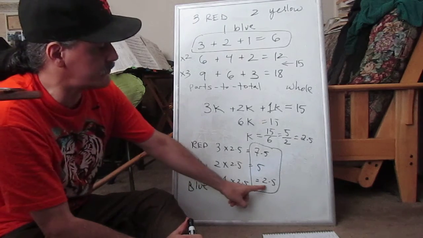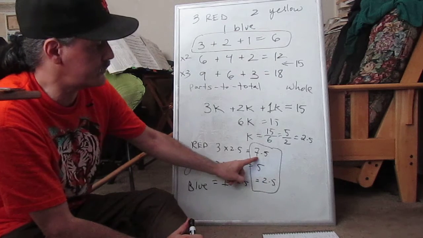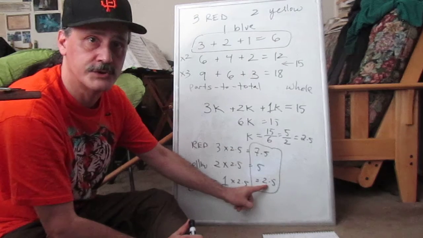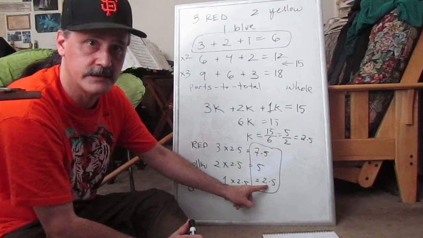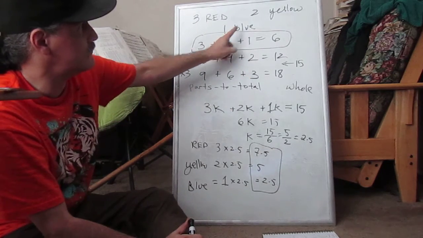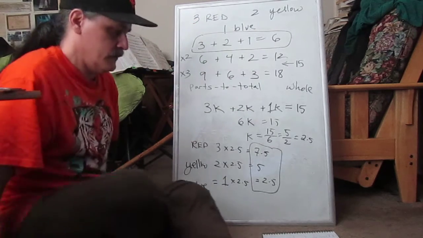And so notice that the 2.5 is half of the 5 and a third of the 7.5. If you multiply the 2.5 by 2, you get 5. If you multiply the 2.5 by 3, you get 7.5, right? Notice how that's related to the original ratio. Okay, y'all.